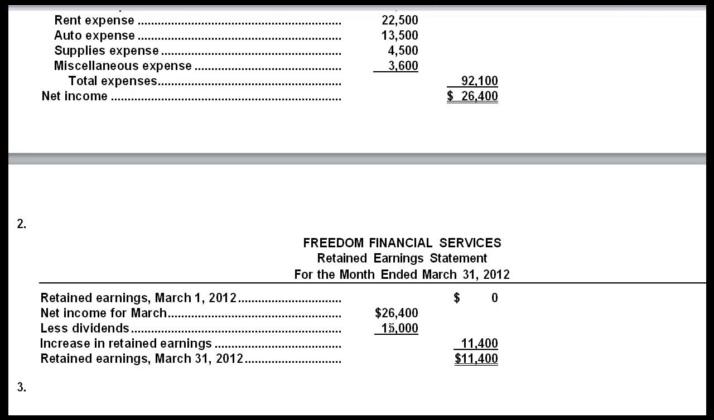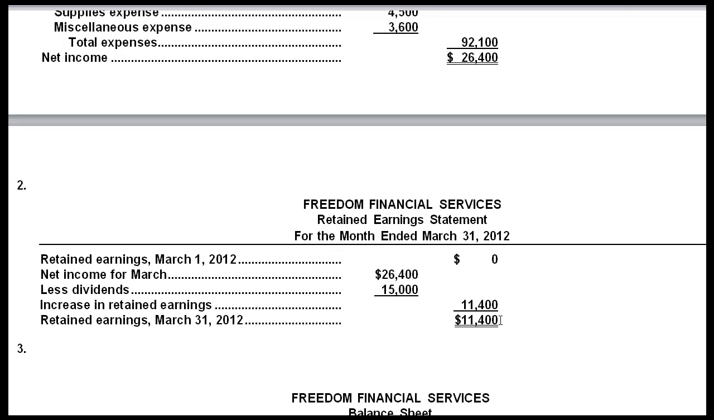So what we're going to have to do is we're going to start with 0. We add $26,400. We subtract $15,000. That leaves us with an $11,400 balance. This was the increase in our retained earnings. Our beginning balance was 0. So in this case, our increase happens to equal our ending balance. Had this had an extra $100 up here, just for example, then our ending balance would have been $11,500.